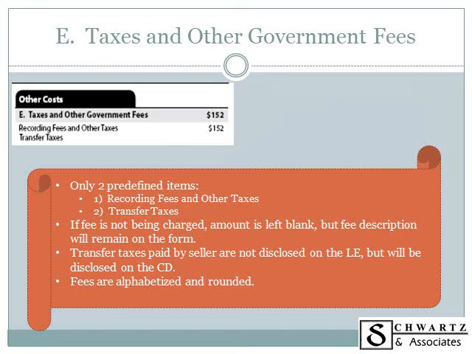Taxes and other government fees. There are only 2 items permitted to be reflected in this section, and these items are predefined as recording fees and other taxes and transfer taxes. The fee amounts are rounded to the nearest whole dollar. The sum is displayed at the top. If either fee is not being charged, the amount is left blank, but the fee description will remain on the form. Transfer taxes paid by the seller are not disclosed on the loan estimate, but will be disclosed on the closing disclosure.